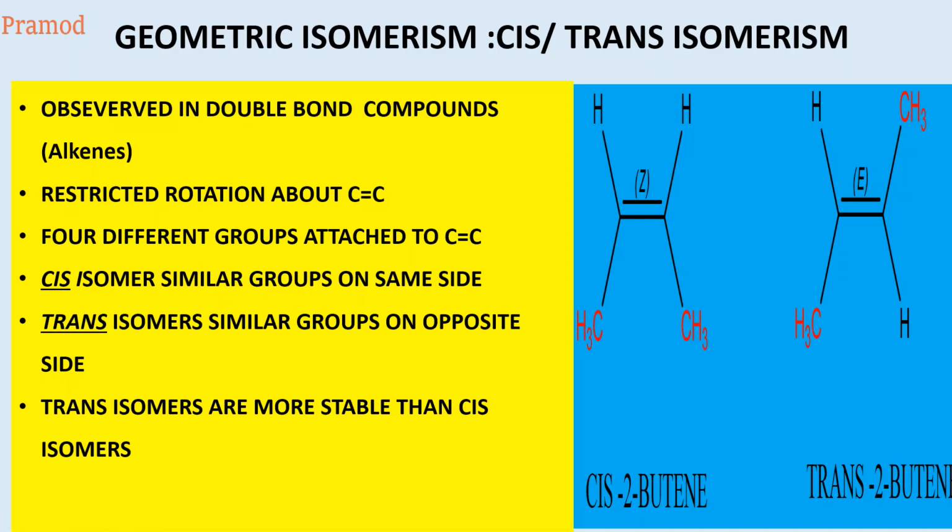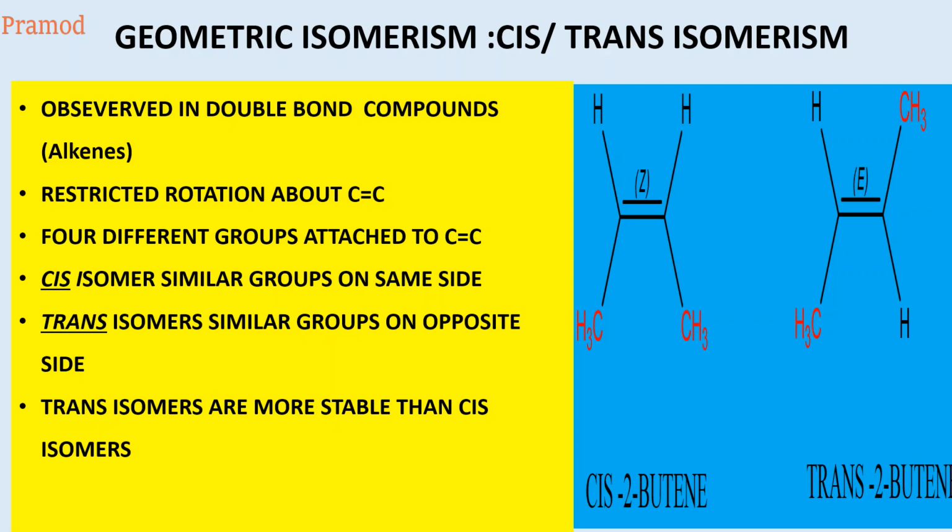So let's start with geometric isomerism, also initially known as cis-trans isomerism. Basically, it was first seen in double bonded compounds like alkenes with restricted rotation. Why? Because if you try to rotate the double bond, you have to break your bond to rotate. So there is a restricted rotation across the carbon-carbon double bond.